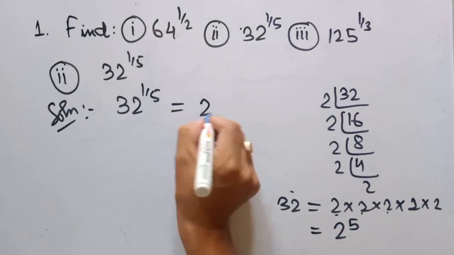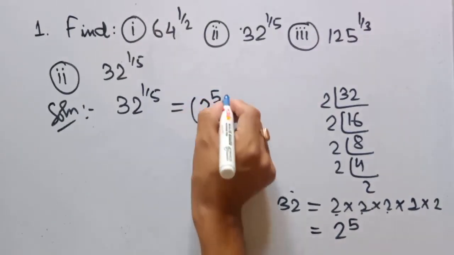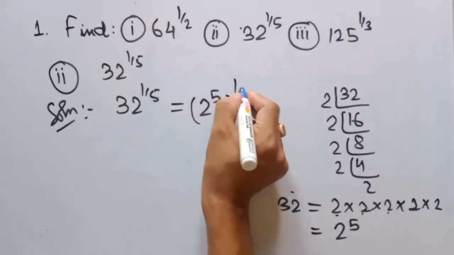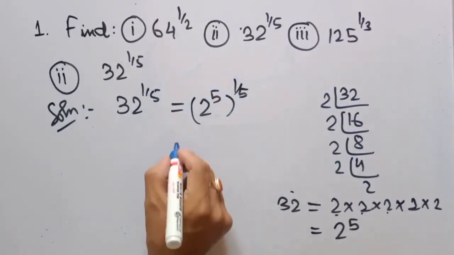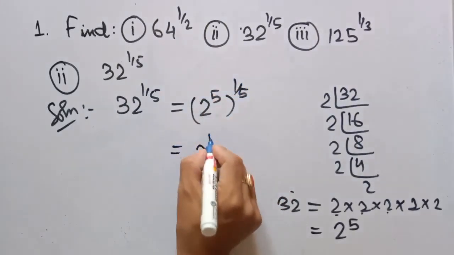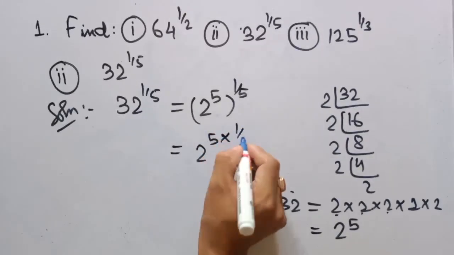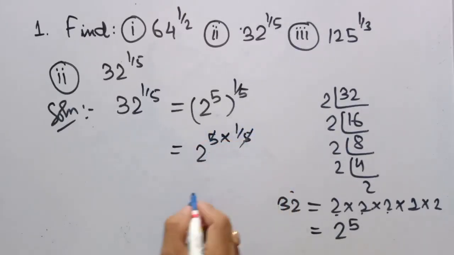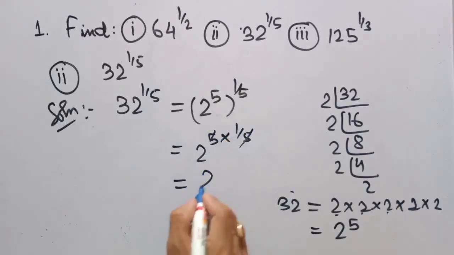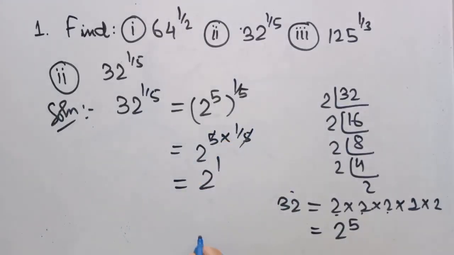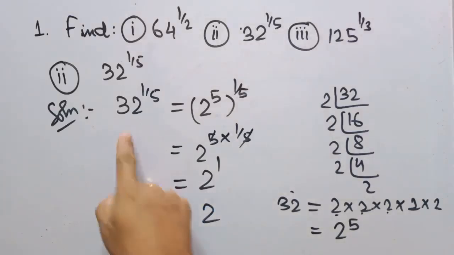So 2 to the power 5, to the power 1 by 5. So this will become 2 to the power 5 into 1 by 5. This will cancel out, and this will become 2 to the power 1, which is 2. So the required answer to the expression 32 to the power 1 by 5 will be 2.